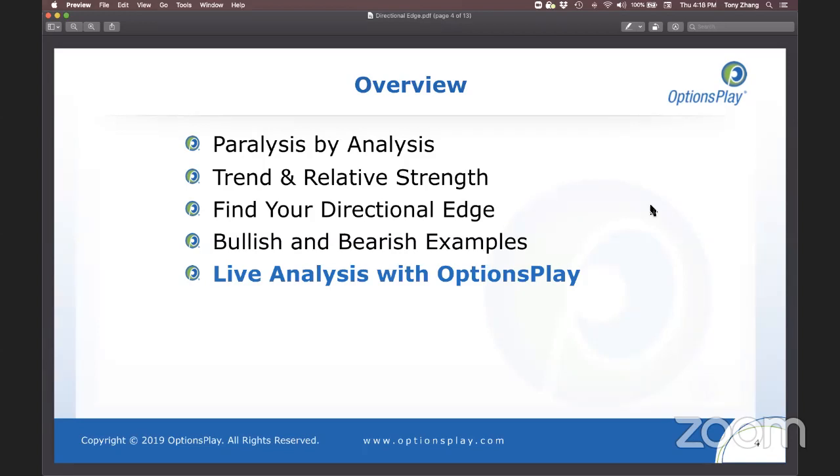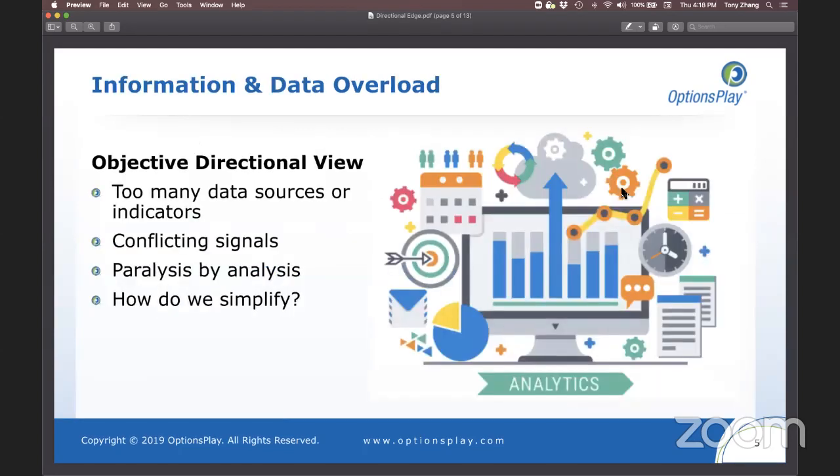At the end, we'll do a live analysis with OptionsPlay. I will ask for some symbols from you guys from the audience, just to show you how easy it is to use our platform to gain that directional view. So let's go ahead and get started.